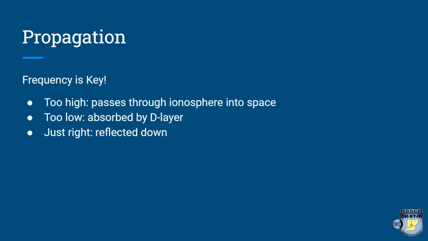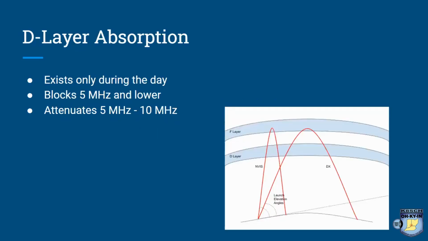If your frequency is too low, you're going to get absorbed by the D layer, and your signal's not going to go out anywhere. You're just warming up the ionosphere. And then just right, you want it to be reflected down. So you need to figure out what that key frequency is. And as I said here, we've got the diagram again.